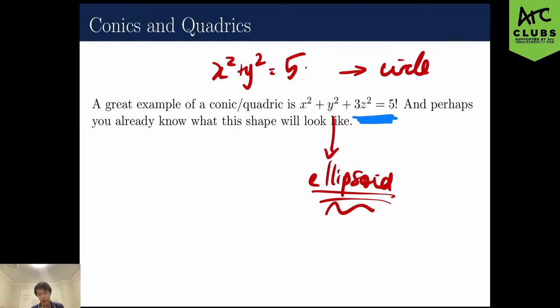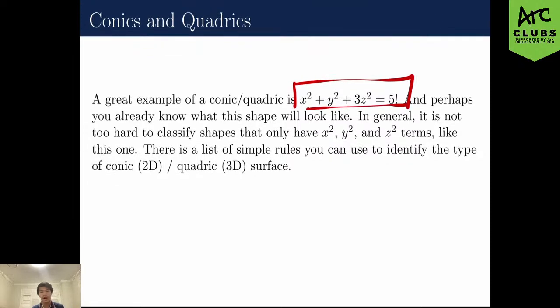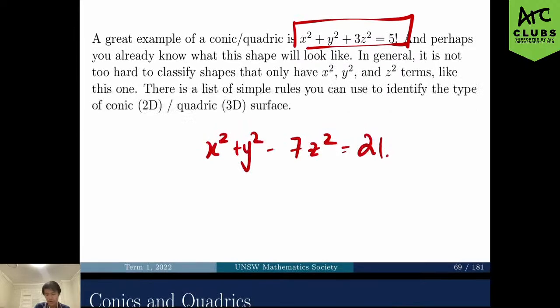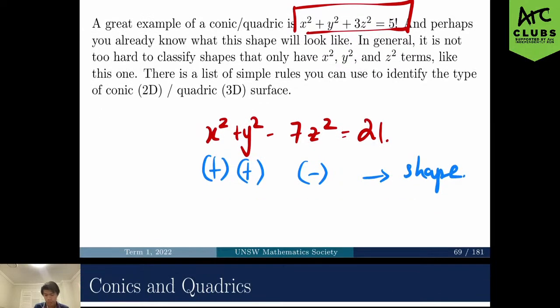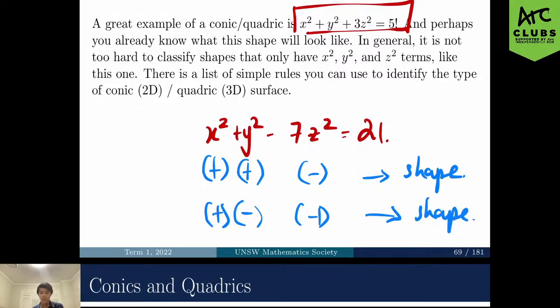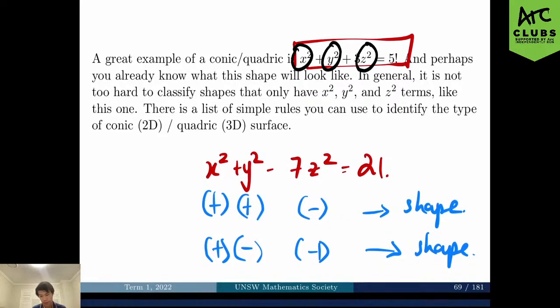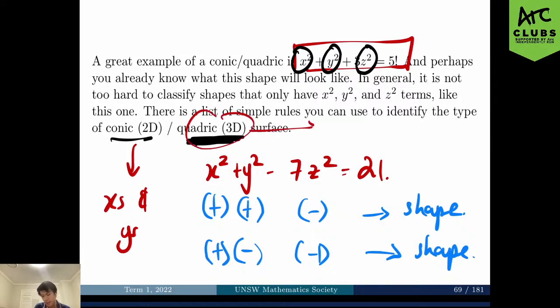And if you check your lecture notes, you'll find a list of shapes that look like this. And they tell you basically how to identify what shape it is. So I could give you x squared plus y squared minus 7z squared. And you can check your lecture notes. It will tell you if you've got 2 positives, 1 negative, it's this shape. And if it's 1 positive, 2 negatives, it would be this shape. The idea is that shapes like this with only x squareds, y squareds, and z squareds are actually pretty simple to classify. And they're all called conics and quadrics. The conics are the ones with just x's and y's. And the quadrics are the ones with x's, y's, and z's.